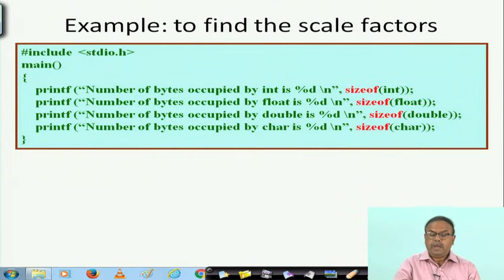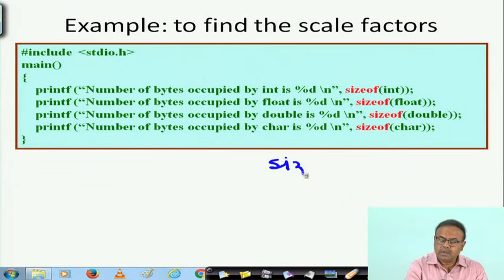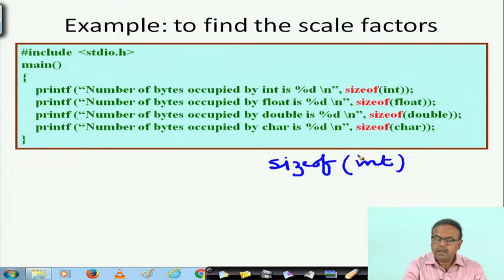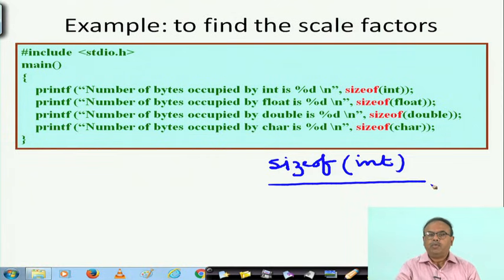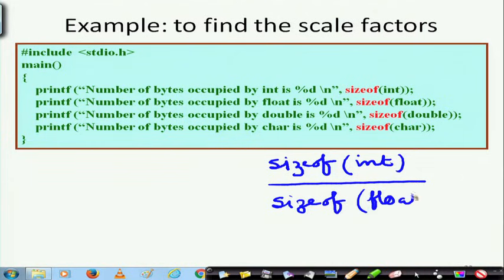So, there is one quick way of finding out what is the representation in my system. There is a nice inbuilt function called sizeof. So, if I give sizeof int, the system returns me the value 4 or 2 depending on how many bytes int consumes. Similarly, I could have given sizeof float, that will tell me how many bytes the float consumes, and so forth. So, that is one way to find the scale factors.